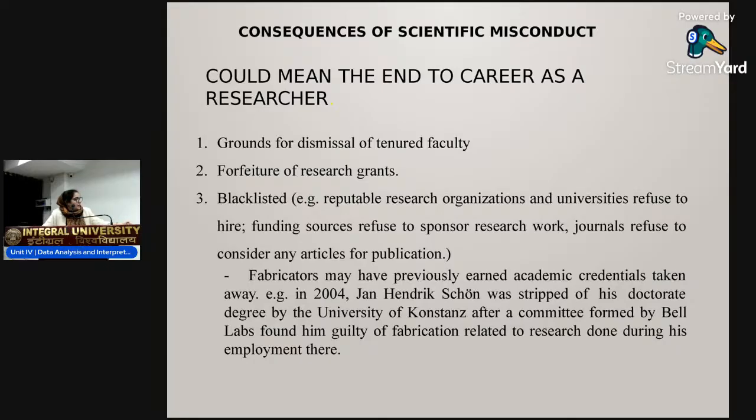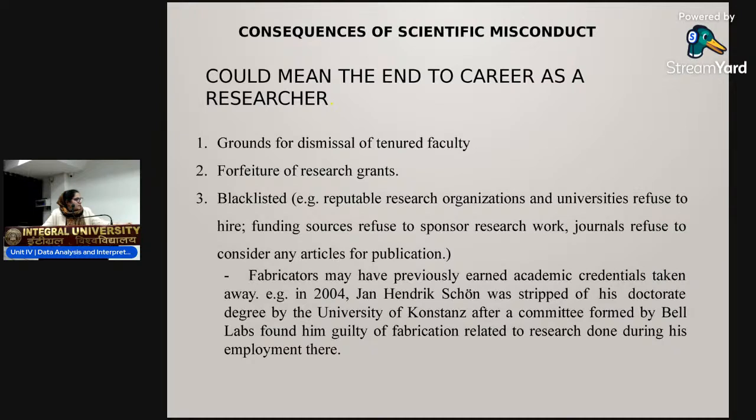You may be blacklisted. For example, reputable research organizations and universities may refuse to hire you. Funding sources refuse to sponsor research work. Journals refuse to consider any articles for publication. Fabricators may have previously earned academic credentials taken away.